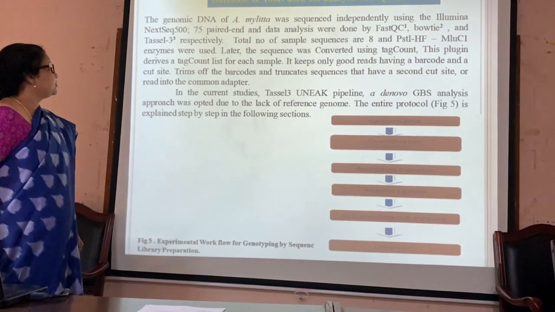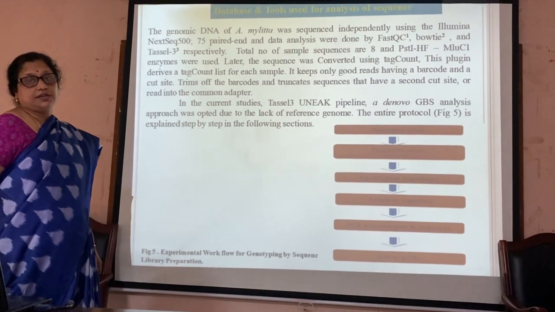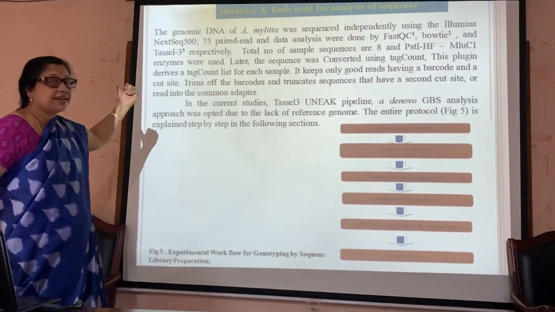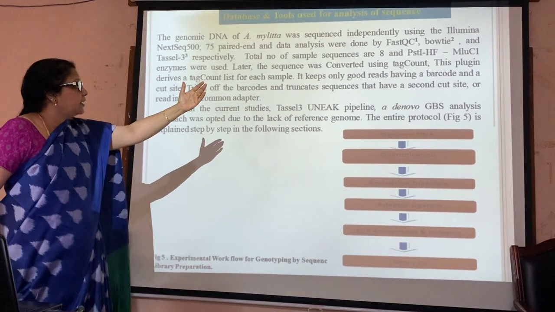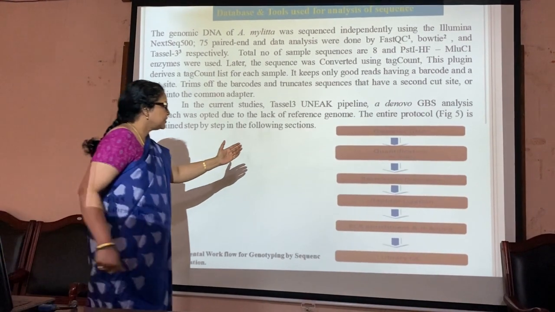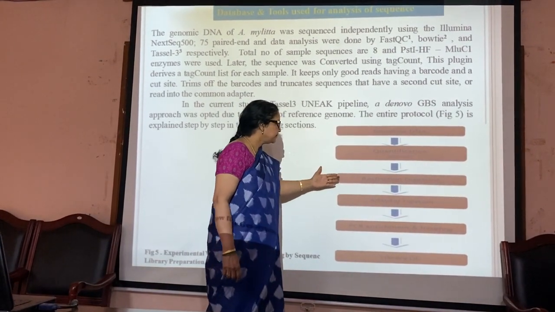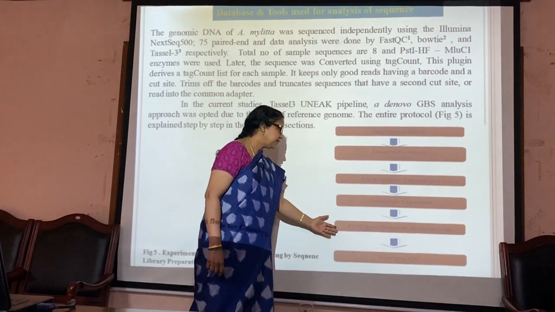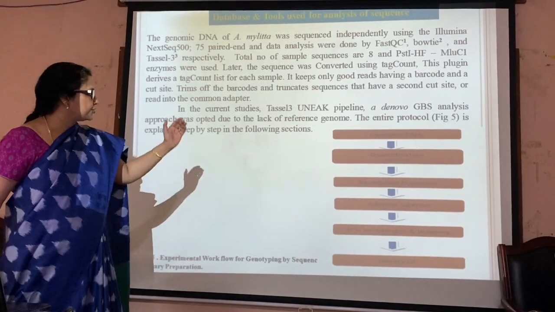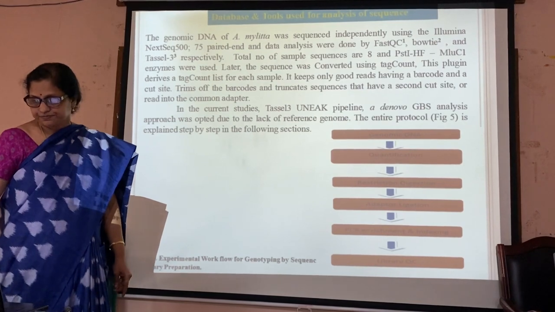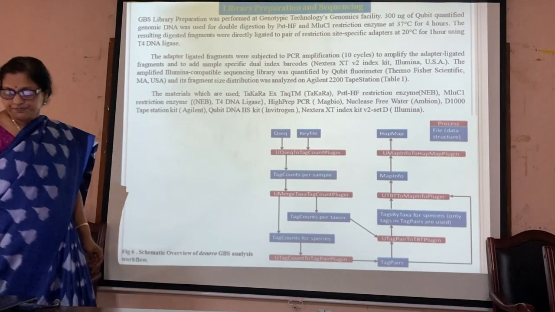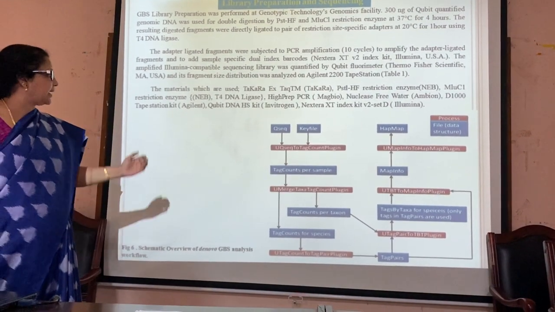Then after the collection of genomic DNA from all these four types of worms, the DNA was sequenced independently using the next generation sequencing equipment called the Illumina NextSeq 500. This is the standard procedure which was used here. Genomic DNA, then quantification, then restriction digestion and ligation, then PCR indexing, and finally we get our library. This is the flowchart of our next gen sequencing. And in the library preparation, this is the flowchart by which the Illumina NextSeq 500 has been adopted.